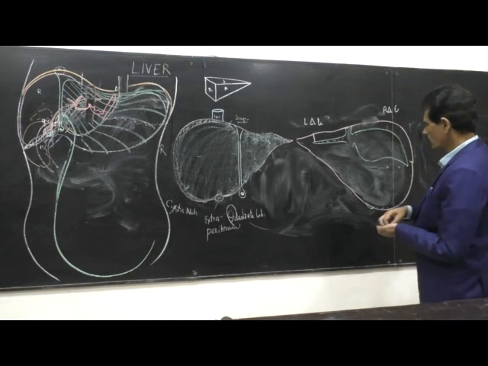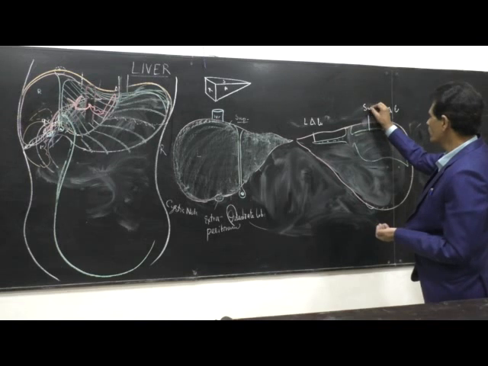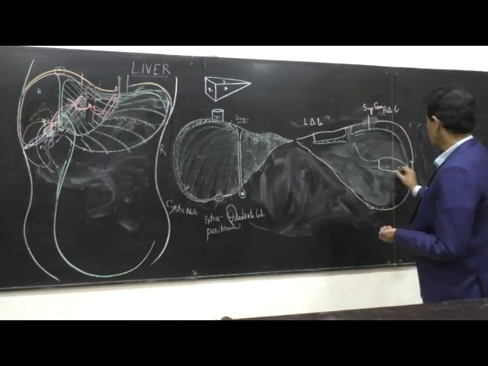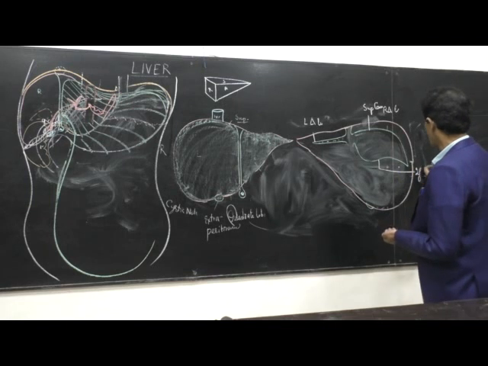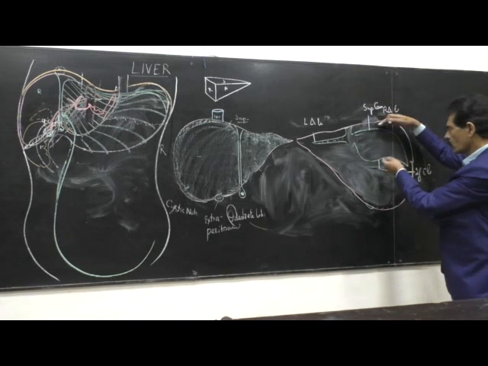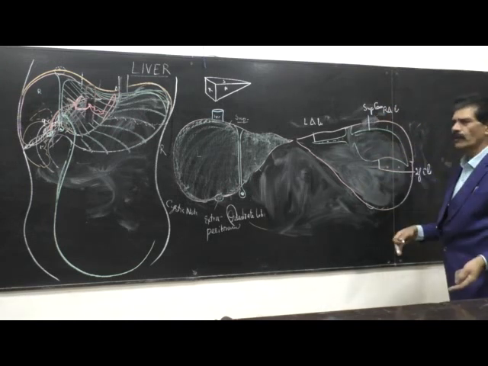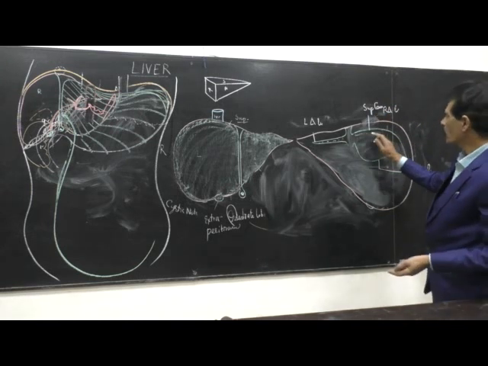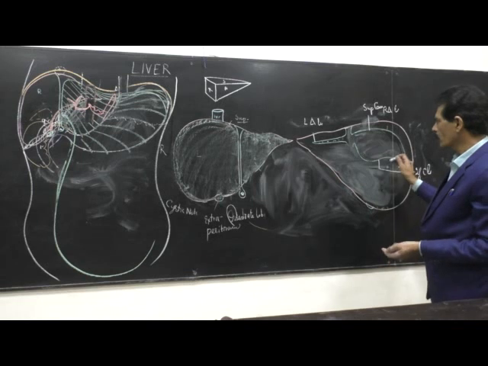It has this line, which is called the superior coronary ligament, and this line is called the inferior coronary ligament. They are called coronary because they look like a crown on the head. The same word we use for the coronary artery. So it is crown-like, so it is called the superior and the inferior coronary ligament.